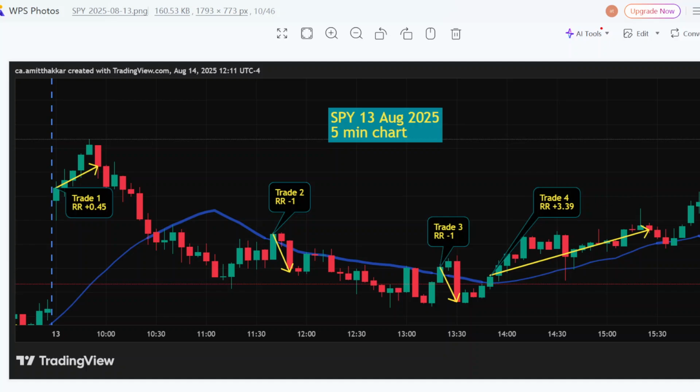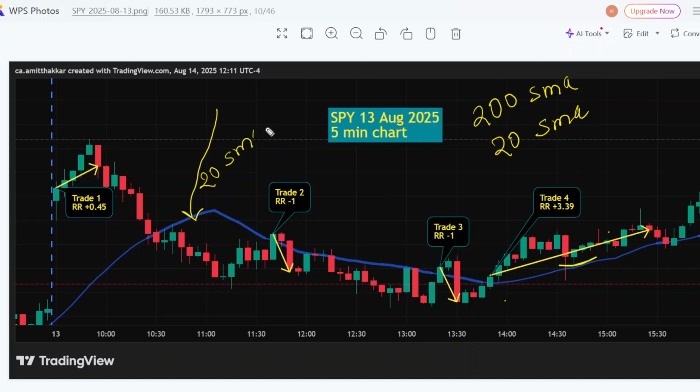For this we will consider the 200-day simple moving average and the 20 period simple moving average. As you can see, this blue line is a 20 period simple moving average on a 5-minute chart, and there is a 200-day moving average below. This is not visible on this screenshot, but it is down there.